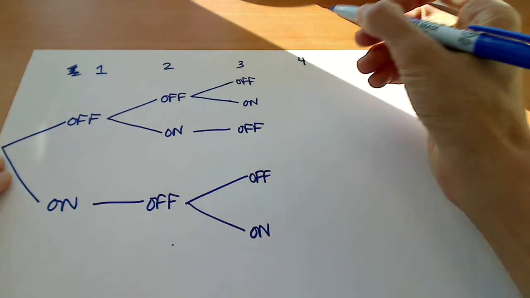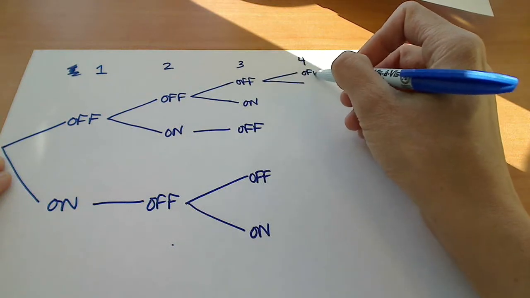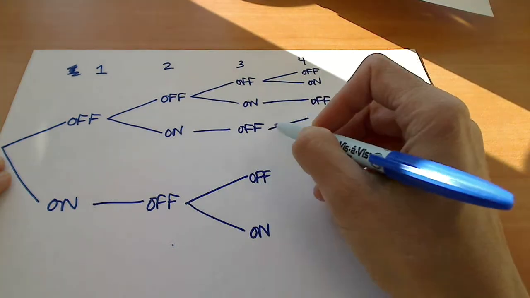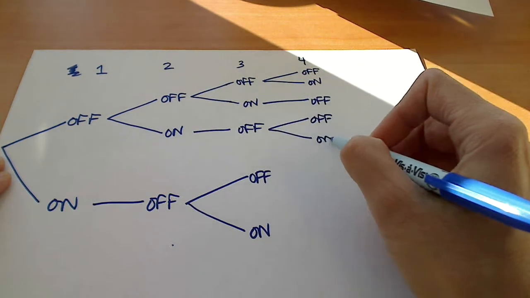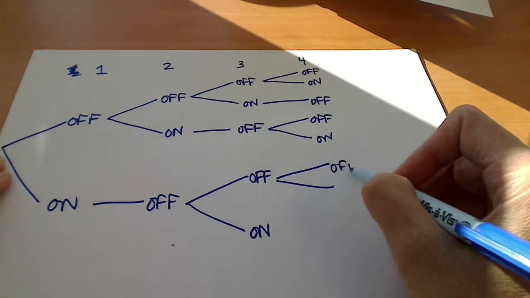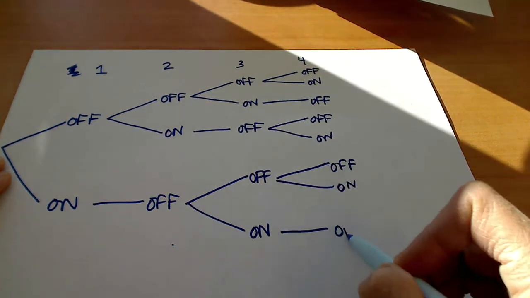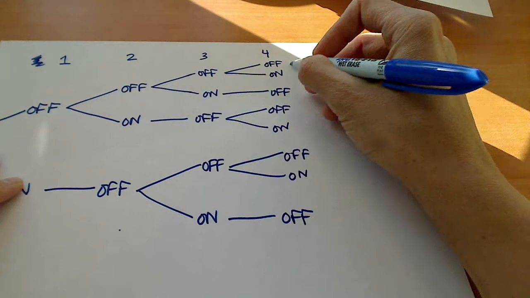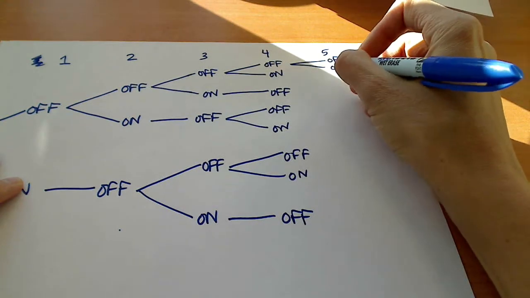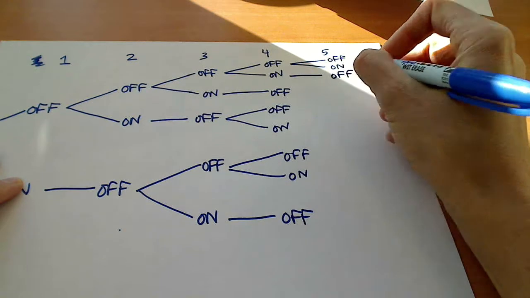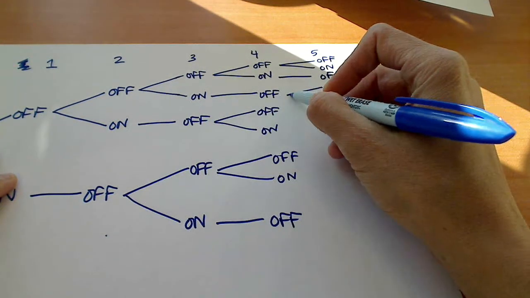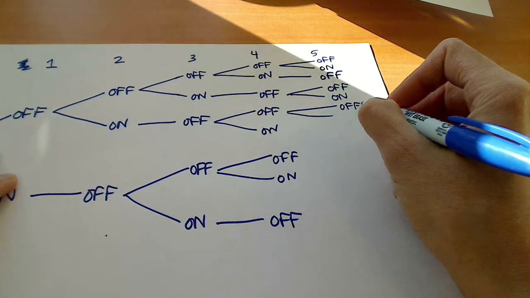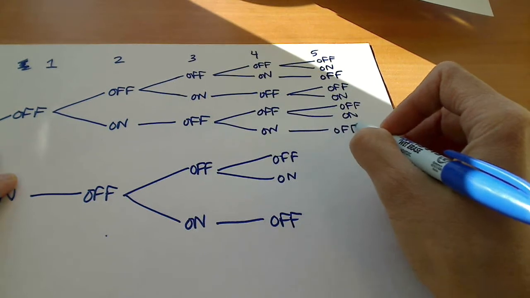Okay, and if we keep following this reasoning, for the fourth switch, from an off, we can be either off or on next to it. For an on, we can only be off. For off, we can be off or on, and again, off or on. And an on can only be next to an off. Okay, and the fifth switch here, the off can go to an off or on. The on only goes to an off. The off can go off or on. And we're just going to follow this all the way down.